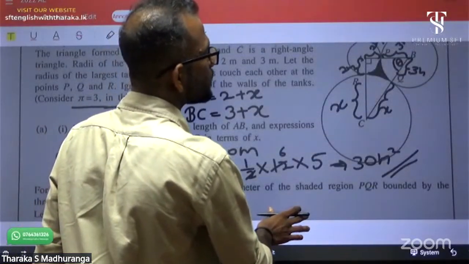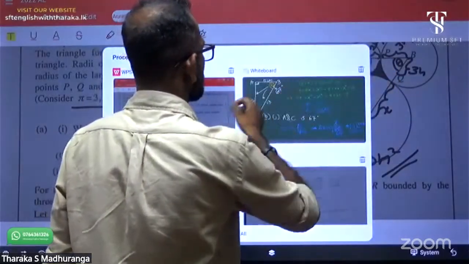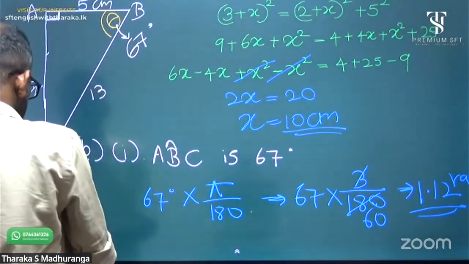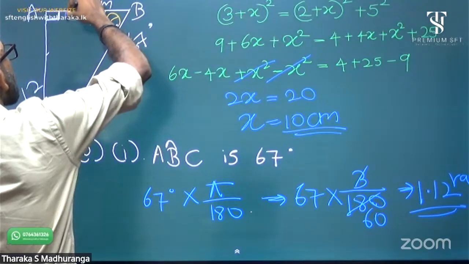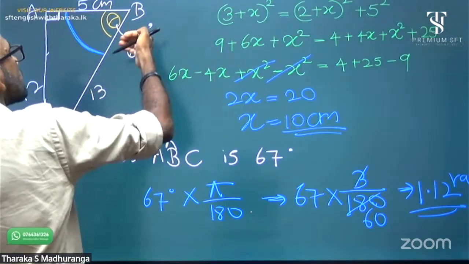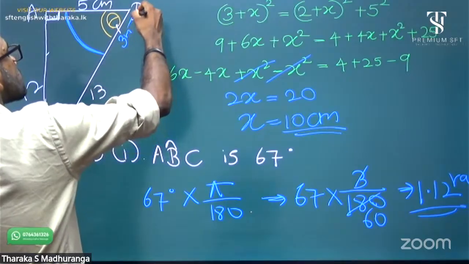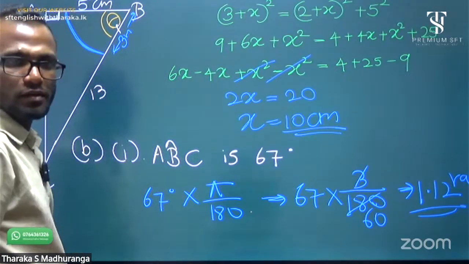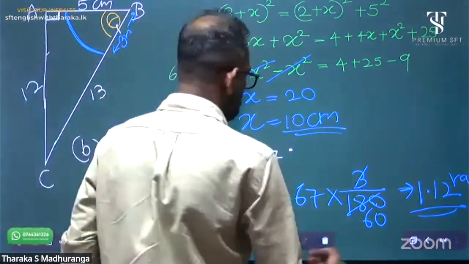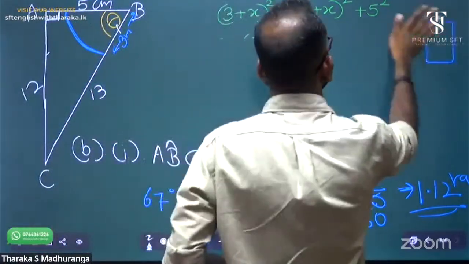Okay, where can we find PQ? This is PQ. I will draw it on our board. This is the PQ. This part, 3 meters, is the radius, right? 3 meters is the radius.